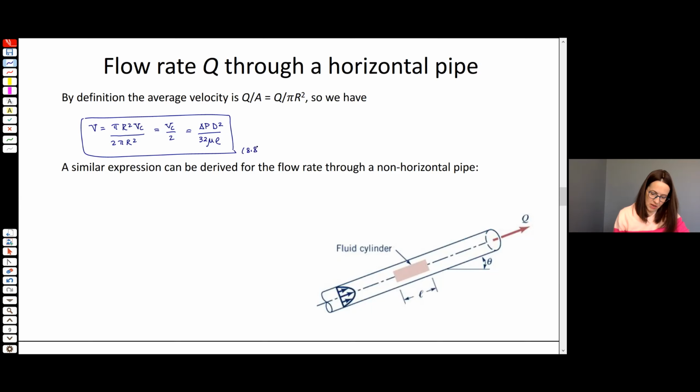This is equation 8.8. And we also have, for the volumetric flow rate, that Q is equal to pi d to the 4th power times the pressure drop delta P over 128 mu L, the viscosity, times the length of pipe. And this is equation 8.9. This is a really famous result. It's called Poiseuille's law, right? And it describes the laminar flow of a fluid through a pipe.